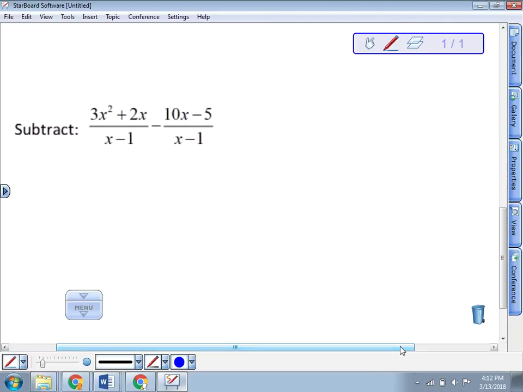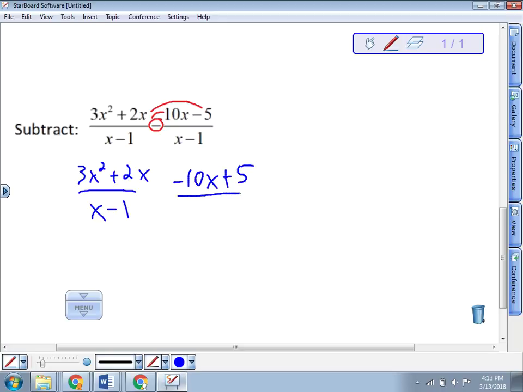This example has the most steps. First thing I'm going to do is rewrite this 3x squared plus 2x over x minus 1. Now we've got a negative here. Again, that has to get distributed to every term in the numerator. So this is going to become a negative 10x plus 5 over x minus 1. Now when I combine these, we're going to have x minus 1 as the denominator, and then we just combine our like terms.